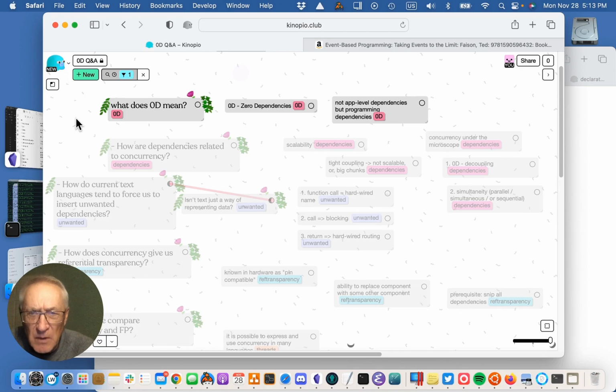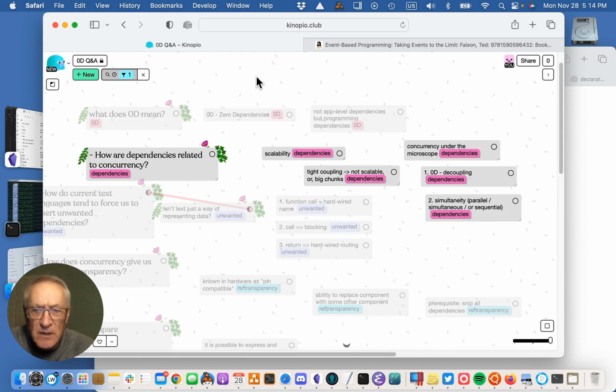What does 0D mean? 0D means zero dependencies. What I'm talking about is not app-level dependencies, but programming dependencies that are kind of hidden under the hood. How are dependencies related to concurrency? It's mostly got to do with scalability.